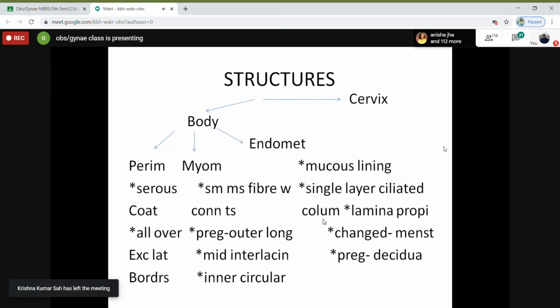Then you have the myometrium. Myometrium has smooth muscle fibers with connective tissues. Now myometrium actually has 3 layers of muscles. The 3 layers are very distinct only in pregnancy because that's when it gets hypertrophied. It becomes big also, and all the 3 muscle layers are distinctly visible. The outer muscle is longitudinal fibers. Then you have the middle interlacing, and then the inner fibers are inner circular.